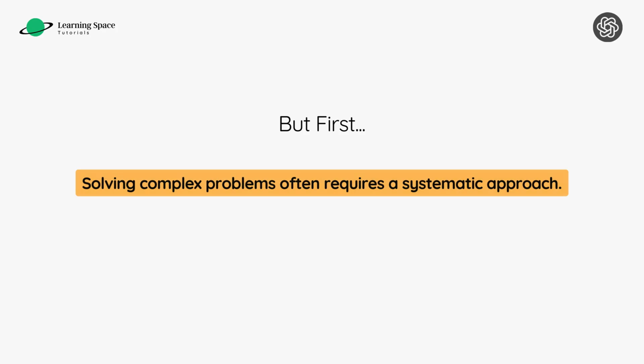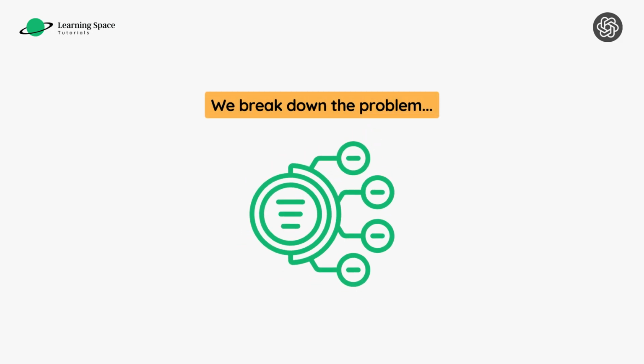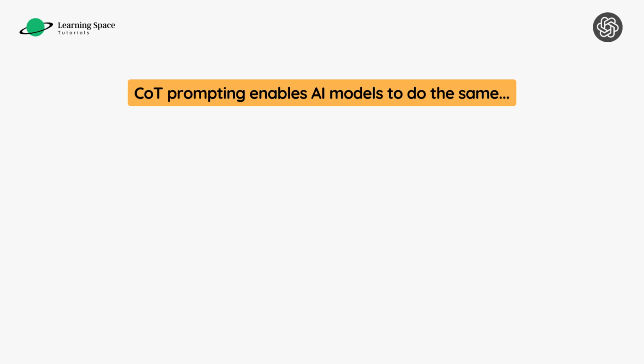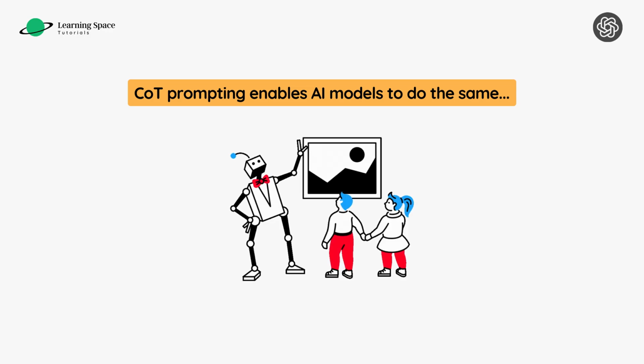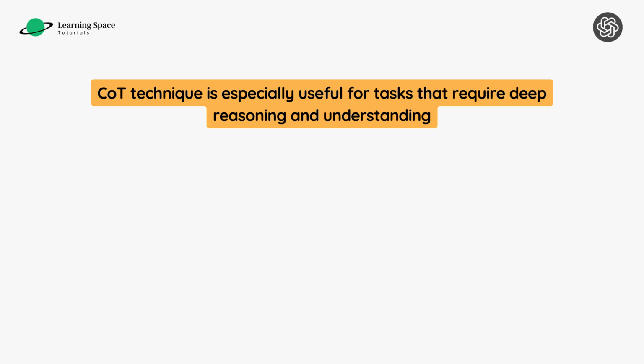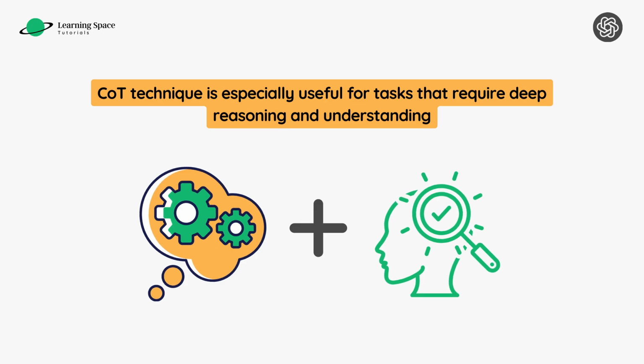First things first, solving complex problems often requires a systematic approach. We break down the problem into smaller, manageable steps and tackle each one methodically. CoT prompting enables AI models to do the same, guiding them through intermediate steps to reach the correct answers. This technique is especially useful for tasks that require deep reasoning and understanding.